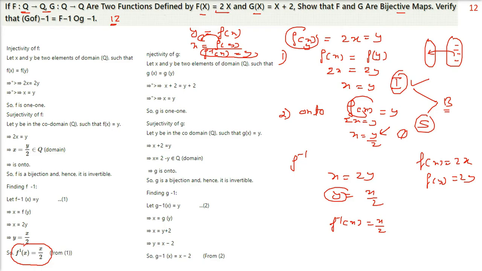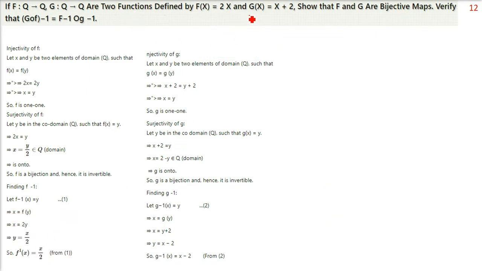Now I'm just clearing it. Now we'll do the same steps and procedure for gx also. We'll prove it to be bijective. For that we have to prove that it is injective also and surjective also. So first, we are checking the injectivity.